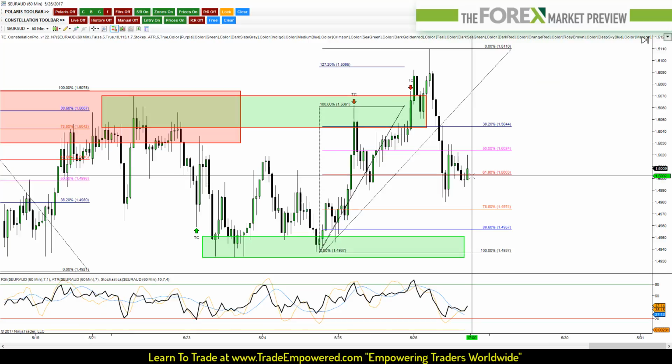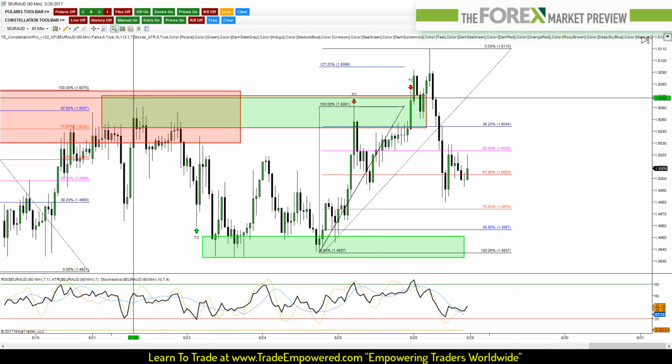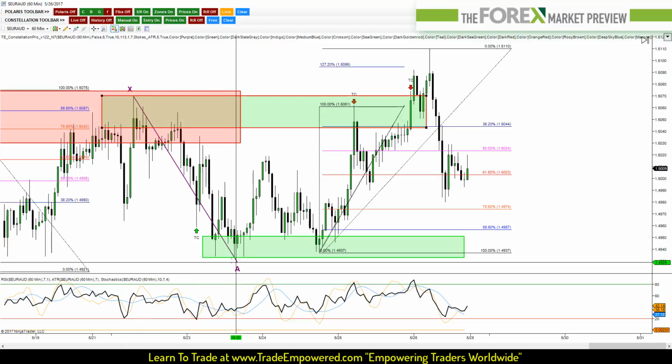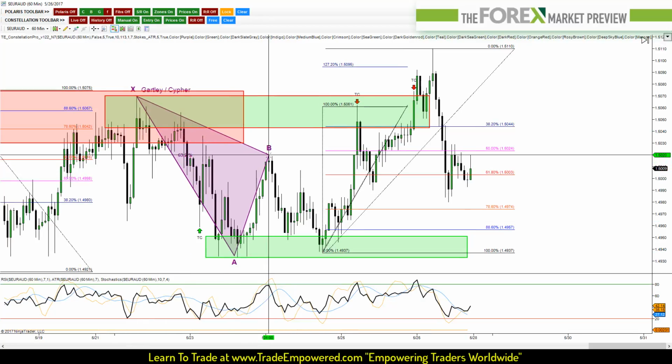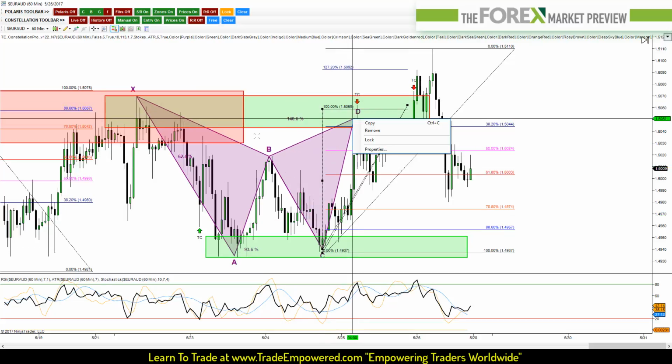What do we see here? I feel like we had an advanced pattern here as well. Look at that. Last week was a brilliant week for advanced pattern formations. We had, let me see if I remember correctly, right here, X to A, yep, A to B, B to C, and we got a CD completion.